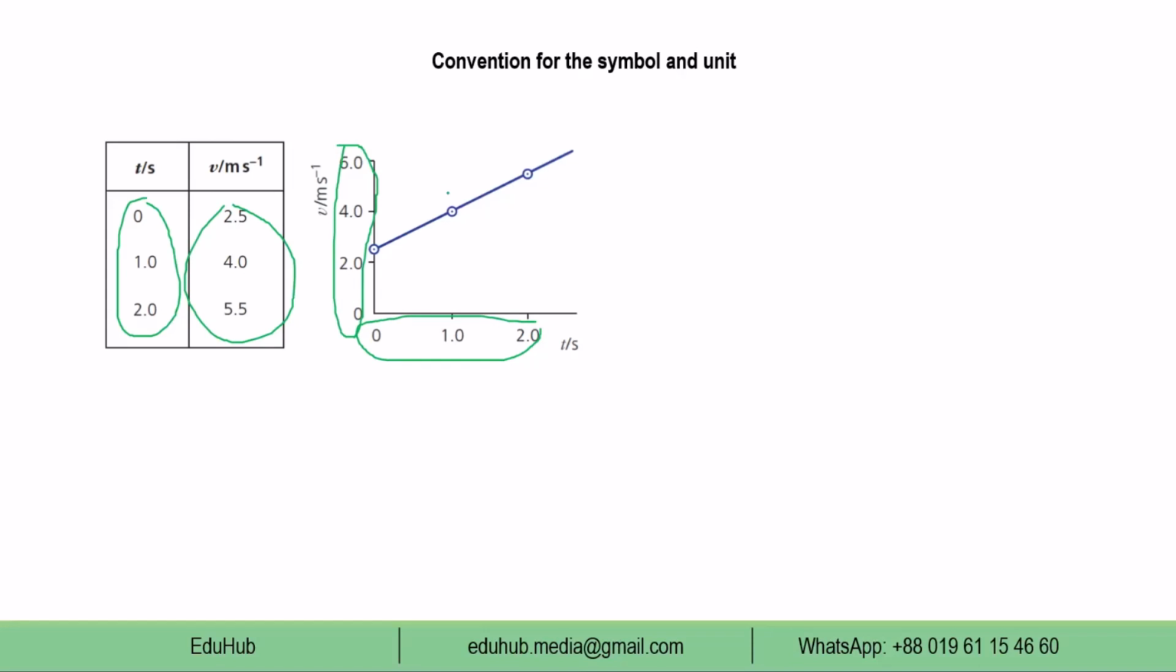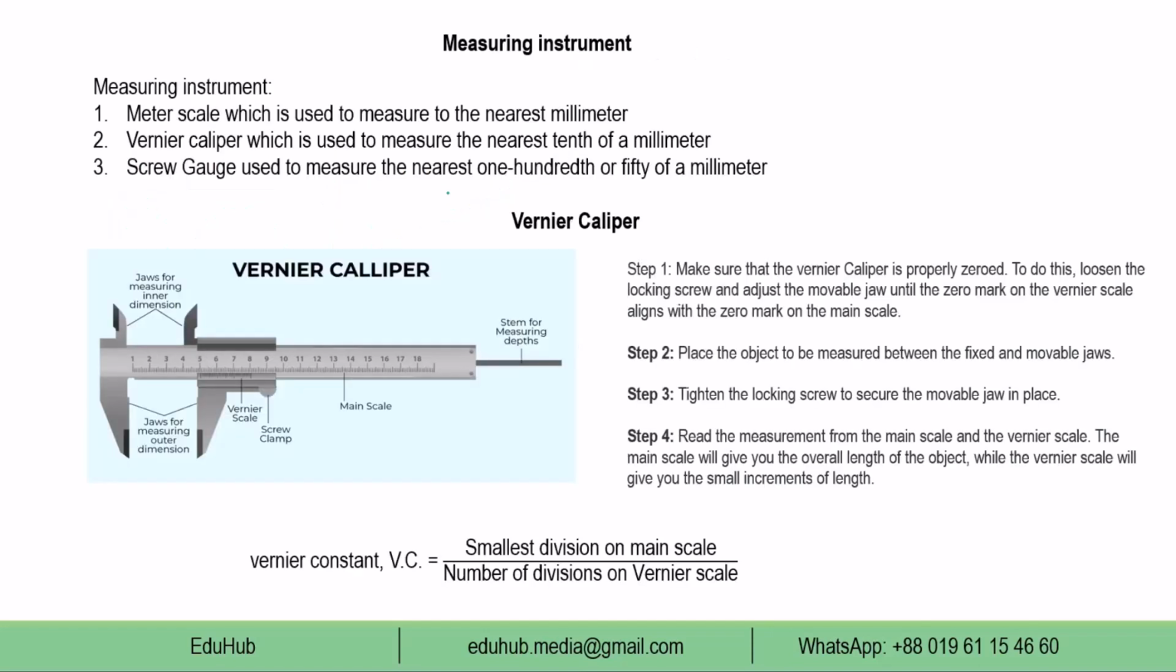So our next topic is measuring instrument. Basically there are different types of measuring instrument, just like meter scale, which is used to measure to the nearest millimeter, Vernier caliper, which is used to measure the nearest tenth of a millimeter, and micrometer screw gauge is used to measure the nearest hundredth or fiftieth of a millimeter. I think all of you know meter scale, so I do not want to waste your time describing it.